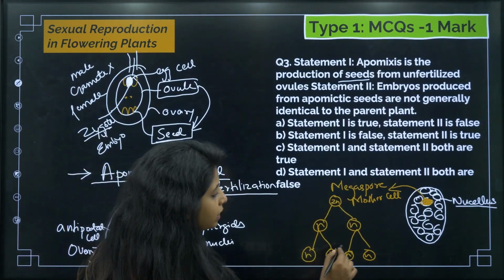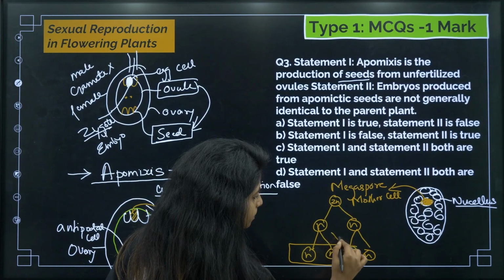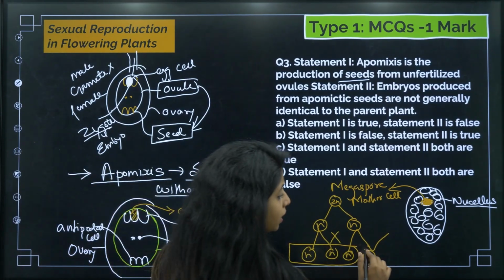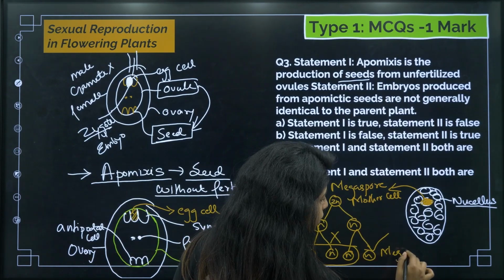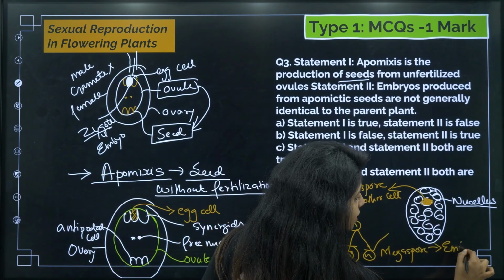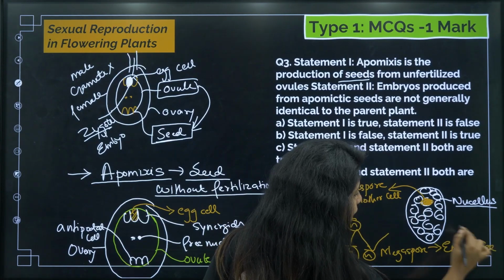But what happens is that 3 of these cells degenerate. One cell stays there, and this one cell that is formed, a megaspore, later transforms into something known as the embryo sac.